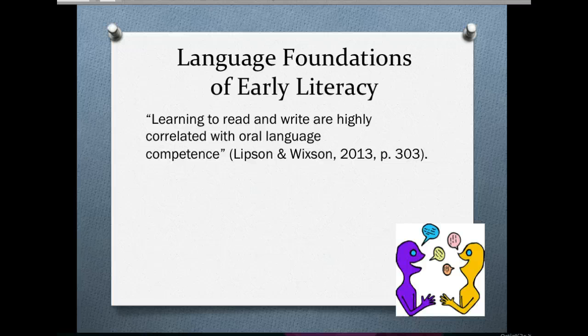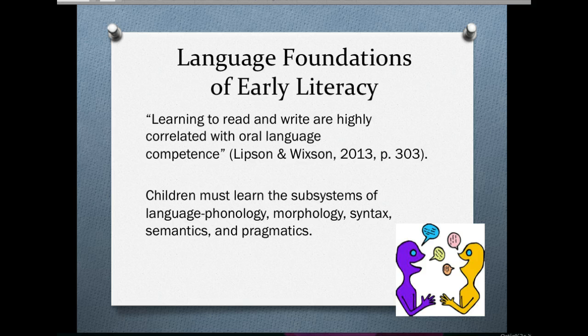Learning to read and write are highly correlated with oral language competence. So think about oral language competence and how a child develops, acquires language. Oral language lays the foundation for reading and writing. Reading and writing are language based, and writing and oral language are used to communicate ideas. So if a child has a strong foundation in oral language, then chances of their success with reading and writing are very high.